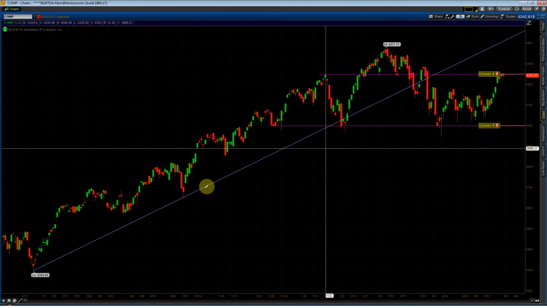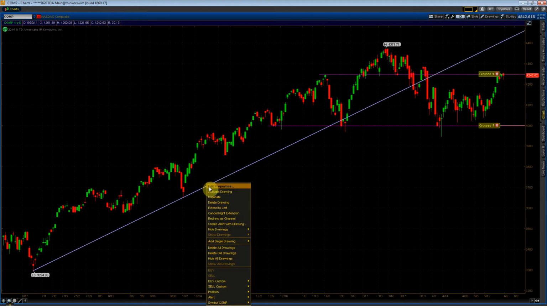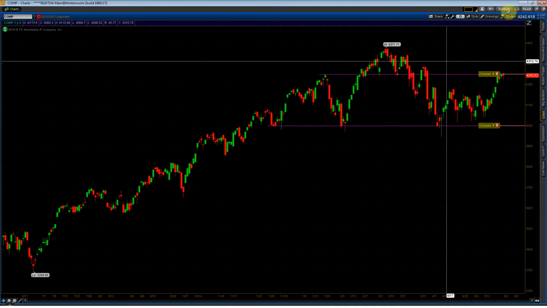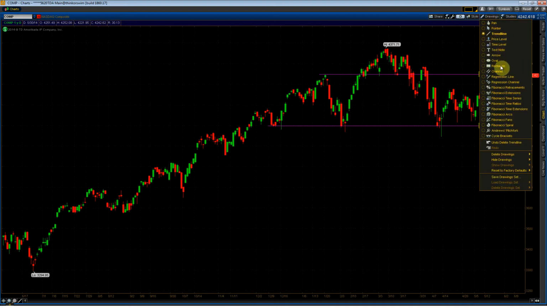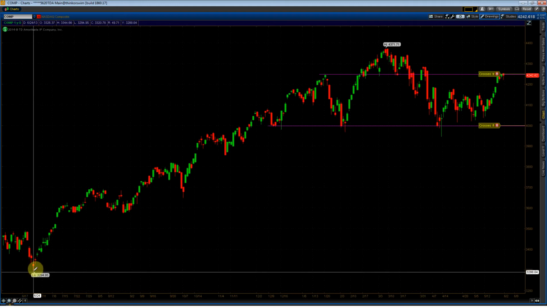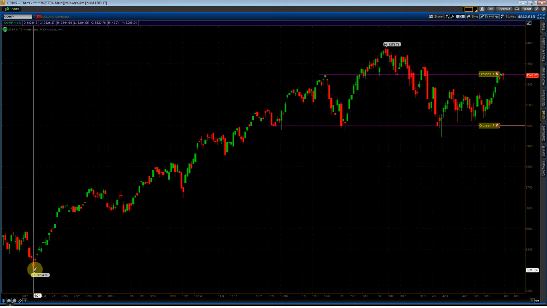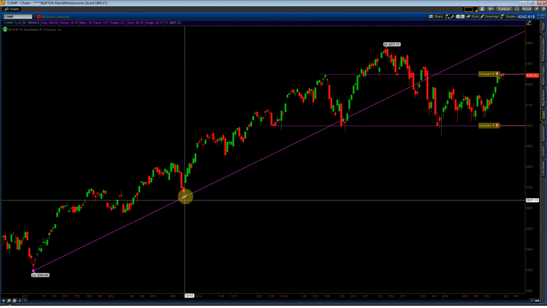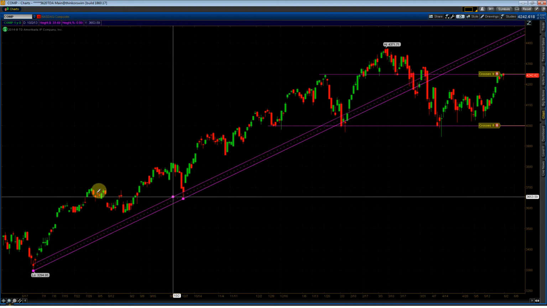Now, I want to show you something else here that you can make of it what you want, but I'm going to draw on this here in front of you as well. I'm just going to use a channel tool, and what this tool is going to do is as I run a bottom line, it's going to run a parallel line for me.